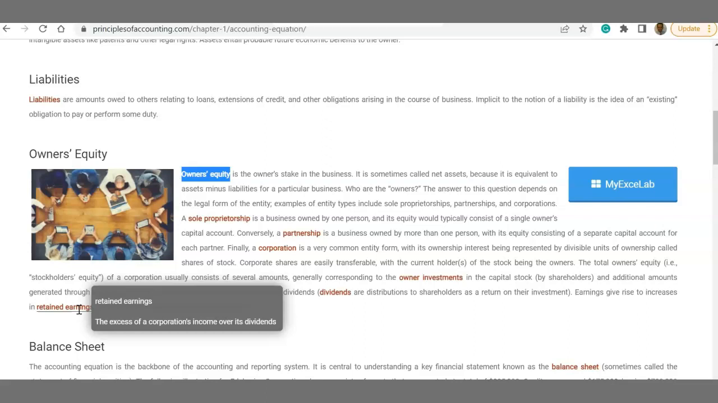If the corporation is brand new, the retained earnings on day one is 0. Plus net income minus dividends becomes retained earnings at the end of the year. So beginning retained earnings plus net income minus dividends becomes ending retained earnings.